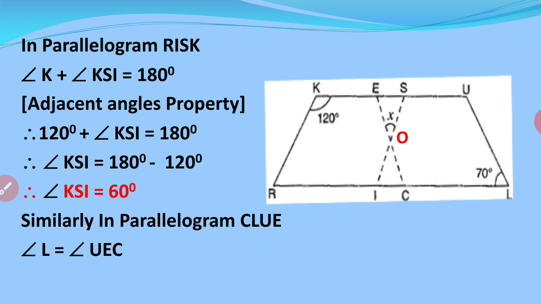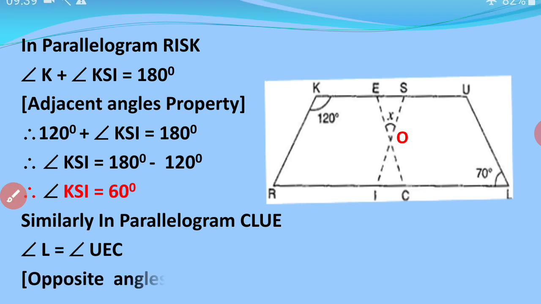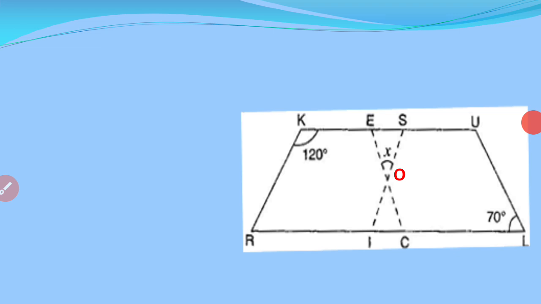Now we are considering the parallelogram CLUE. Here we have seen that angle L and angle UEC are opposite angles. This is the parallelogram CLUE, and these two angles are opposite angles. That's why they are equal. So we further get angle UEC to be 70 degrees.